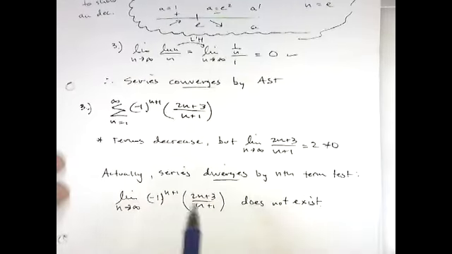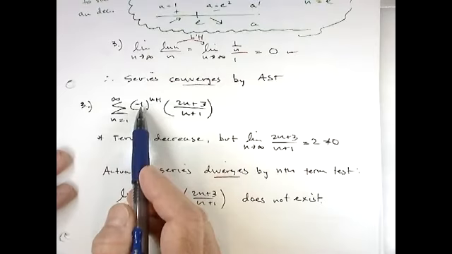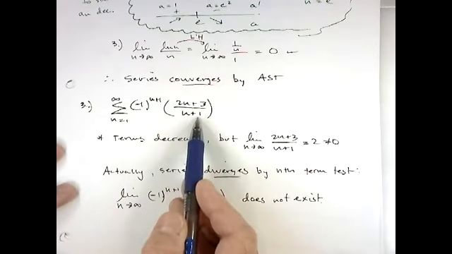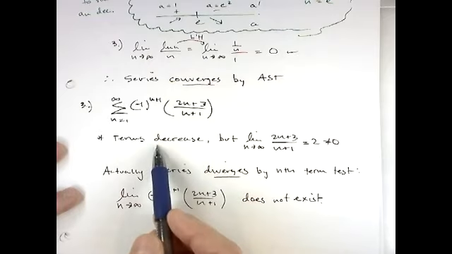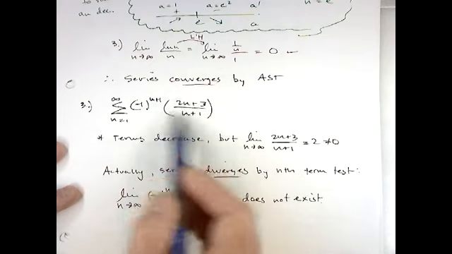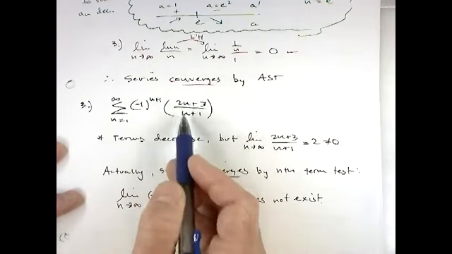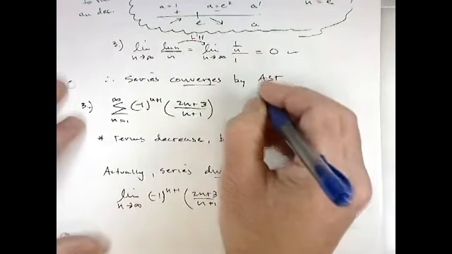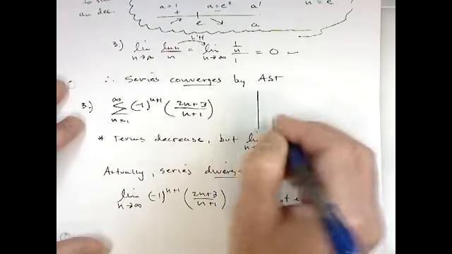Okay, another example here. -1 to the n plus 1, 2n plus 3 divided by n plus 1. Now this one, if you check it out, you can see it graphically or by taking the derivative. These terms will decrease for n bigger than 1. The terms do decrease. Maybe if you think about it graphically, it might be easier.